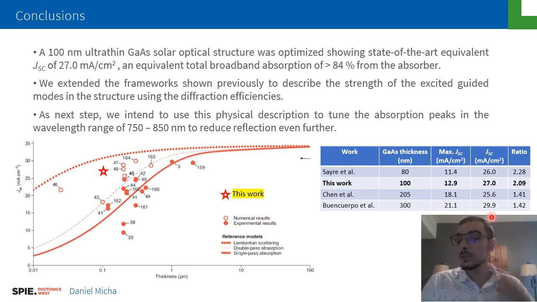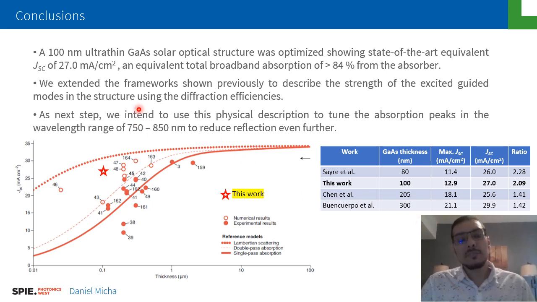Actually, looking only at the current is not the best figure of merit. Instead we should look at the ratio between the achieved current and the maximum current that can be sustained by just single pass absorption. And we achieve a very nice result: we have more than two times the amount of current that can be passed in single pass absorption.